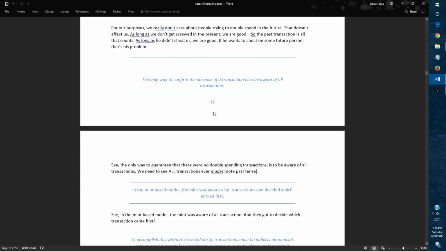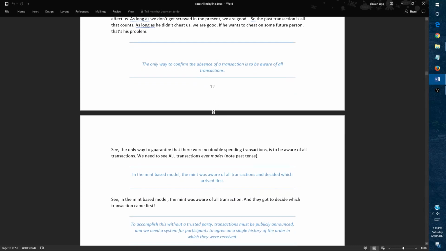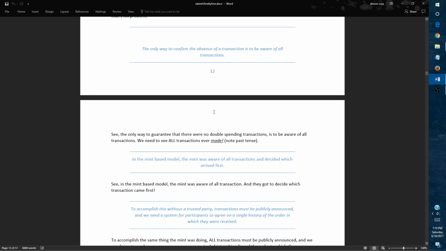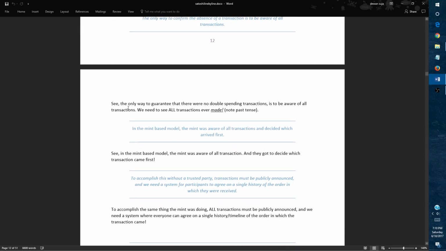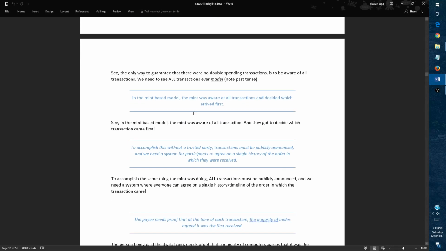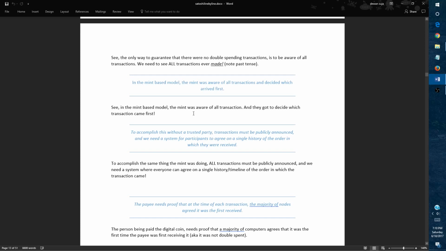Okay. The only way to confirm the absence of a transaction is to be aware of all transactions. And this may sound like madness at first, but he gives you the system as to how to do this. So he's saying, the only way to guarantee there were no double spending transactions is to be aware of all transactions, and we need to see all transactions ever made. It's in the past tense, so we care about all transactions ever made in the past. It tracks the past to make sure there's no double spending in the system.